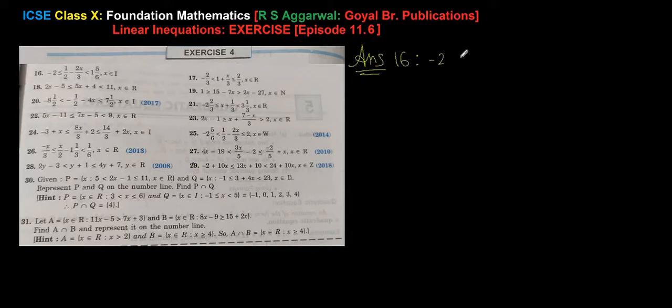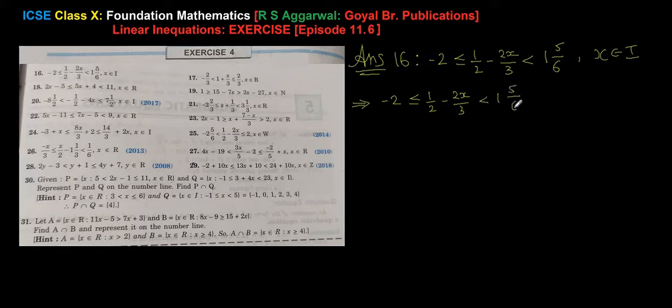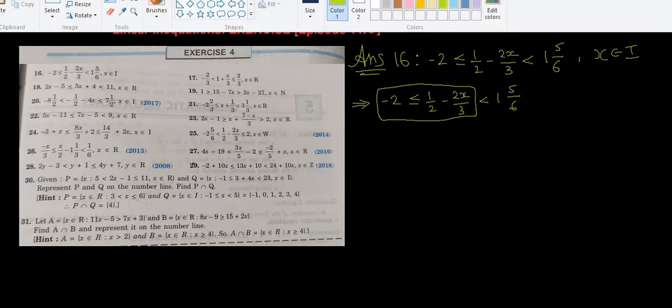It says minus 2 less than or equal to 1/2 minus 2x/3 less than 1 integer 5/6. x belongs to I, that means x belongs to integers. So our sum implies minus 2 less than or equal to 1/2 minus 2x/3 less than 1 integer 5/6. So here, if you see, there are two expressions. One is this one, and another one is this one.